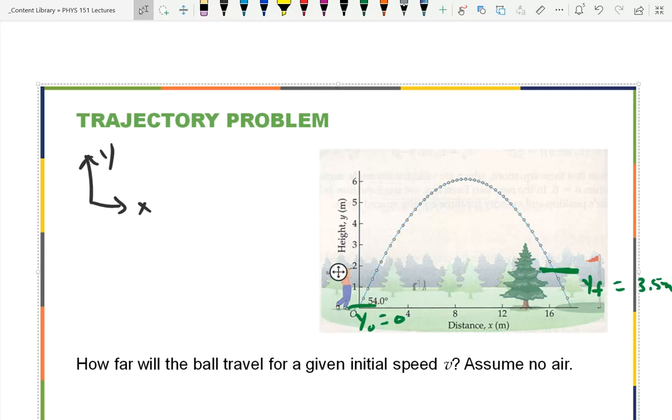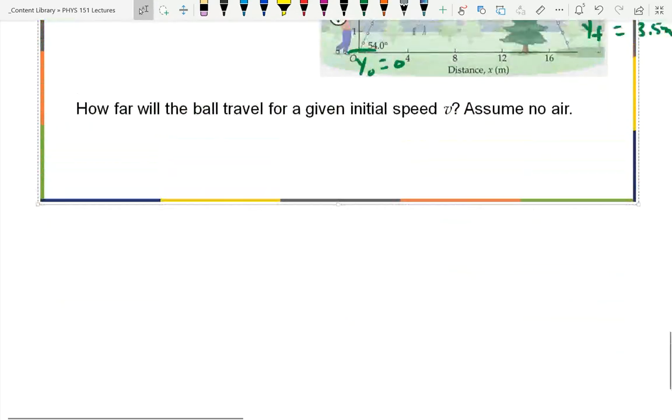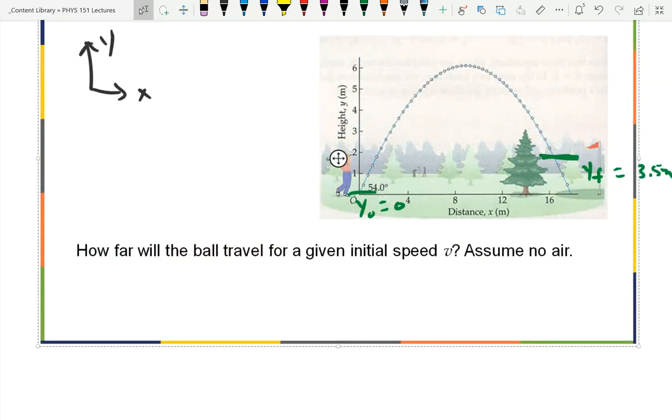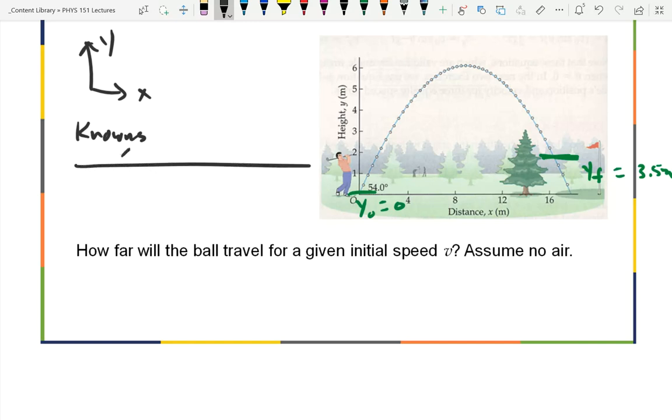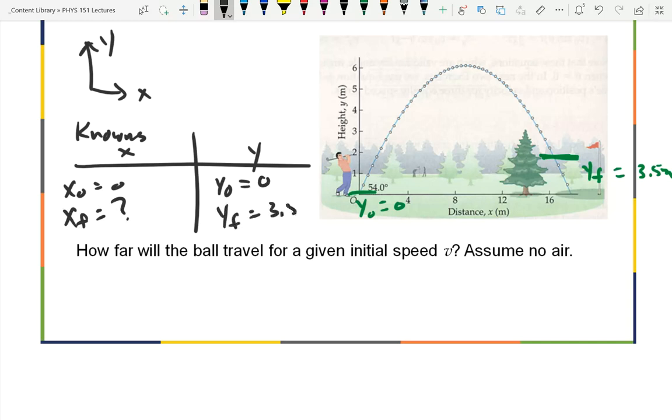Identify my knowns and unknowns. Come on. Take my pen away and it works. So my knowns: I have x initial equals 0, y initial equals 0. X final equals, I don't know. Y final is equal to 3.5 meters, because I just specified that because we wanted to see an example where it wasn't 0.